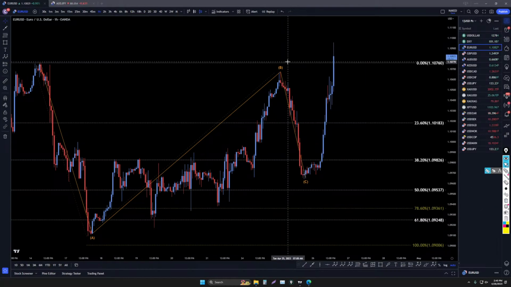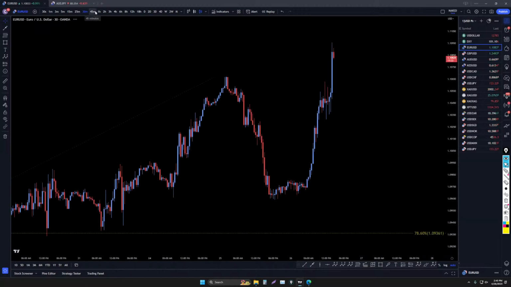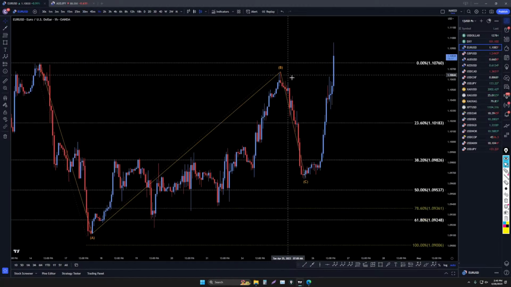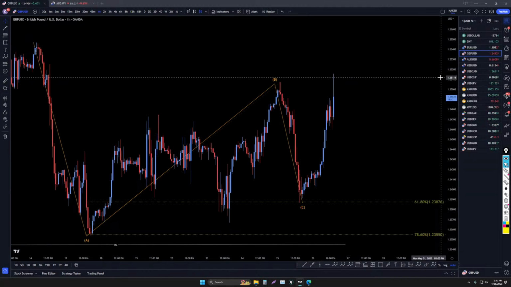So, right now, I definitely don't see any reason to think this is over. It really doesn't look like something that's even over on the higher time frames. It looks more like something that's actually just going to keep on going up. Go down to the pound dollar, and let's head up to the daily time frame.